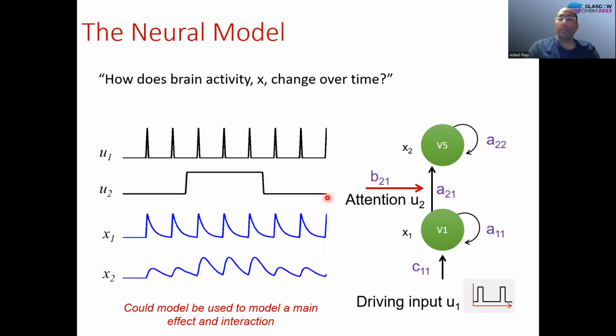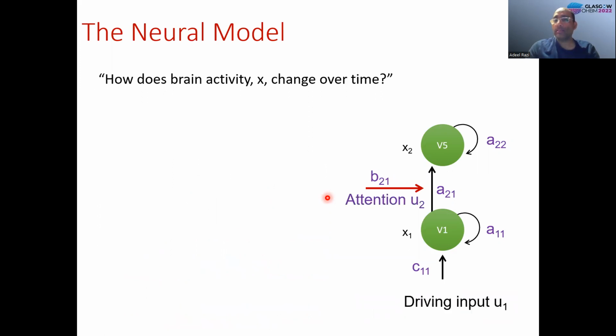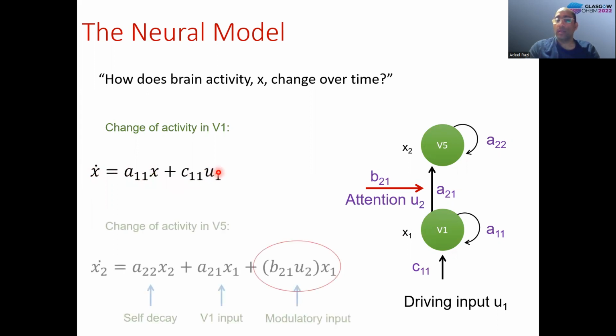Yeah. So can we now model this interaction, what's happening here, in the form of equations as we did before? Let's try to do this now. We could again write down the change of activity in V1. Sorry, there's no x1 here. This should be x1 dot equal to a11 x1 plus c11 u1.